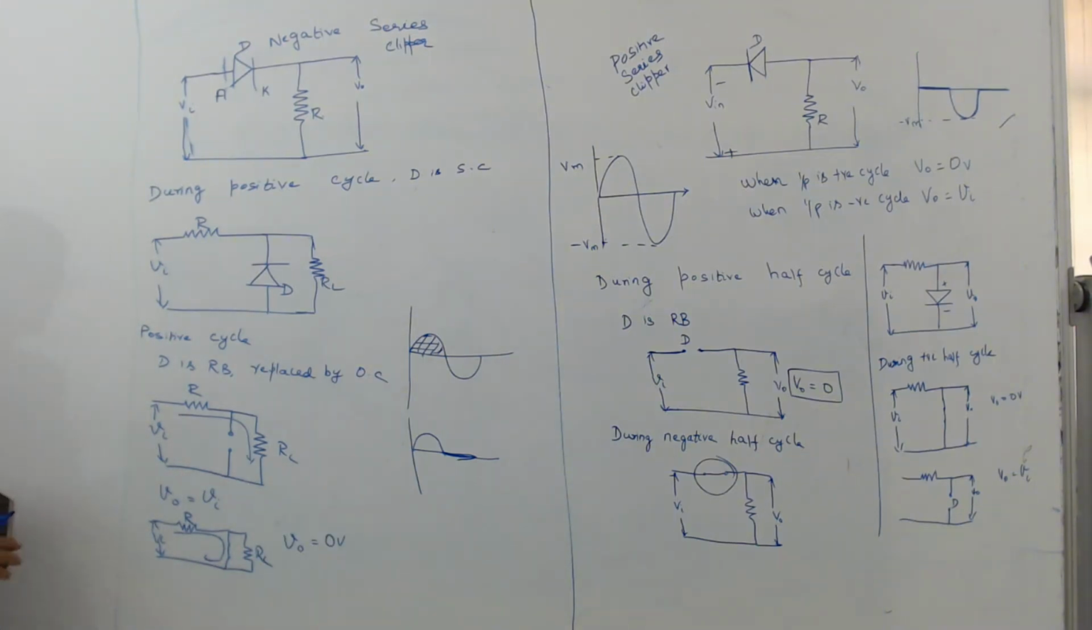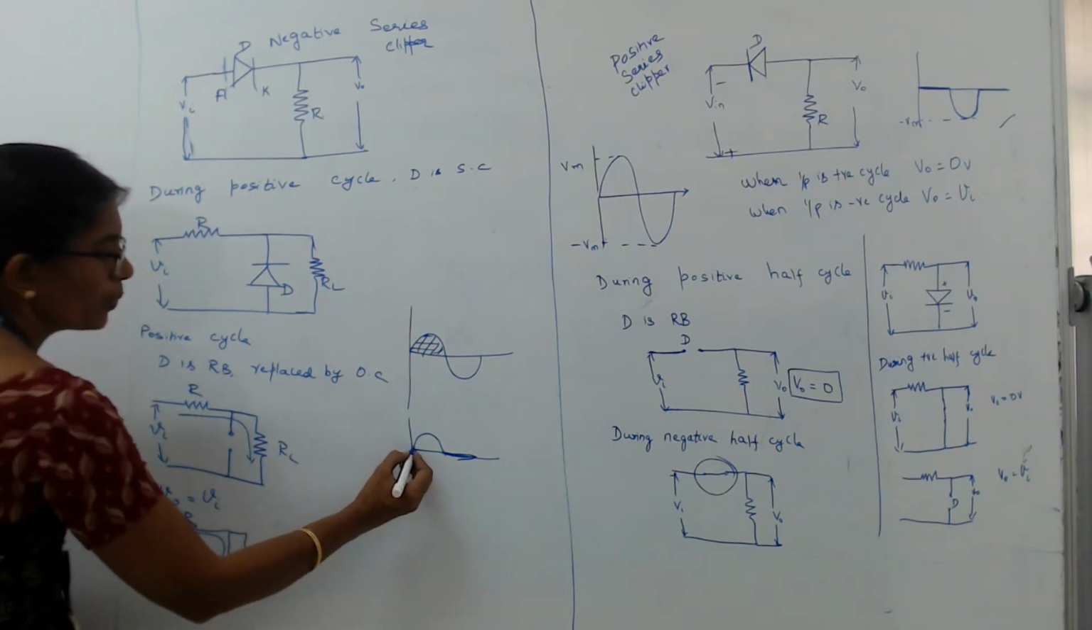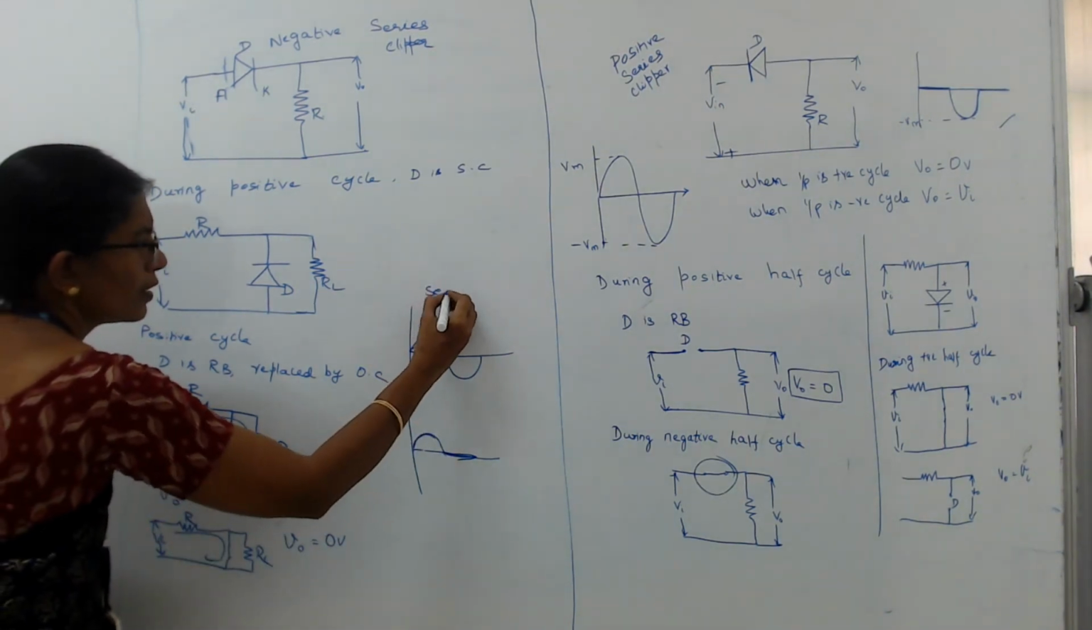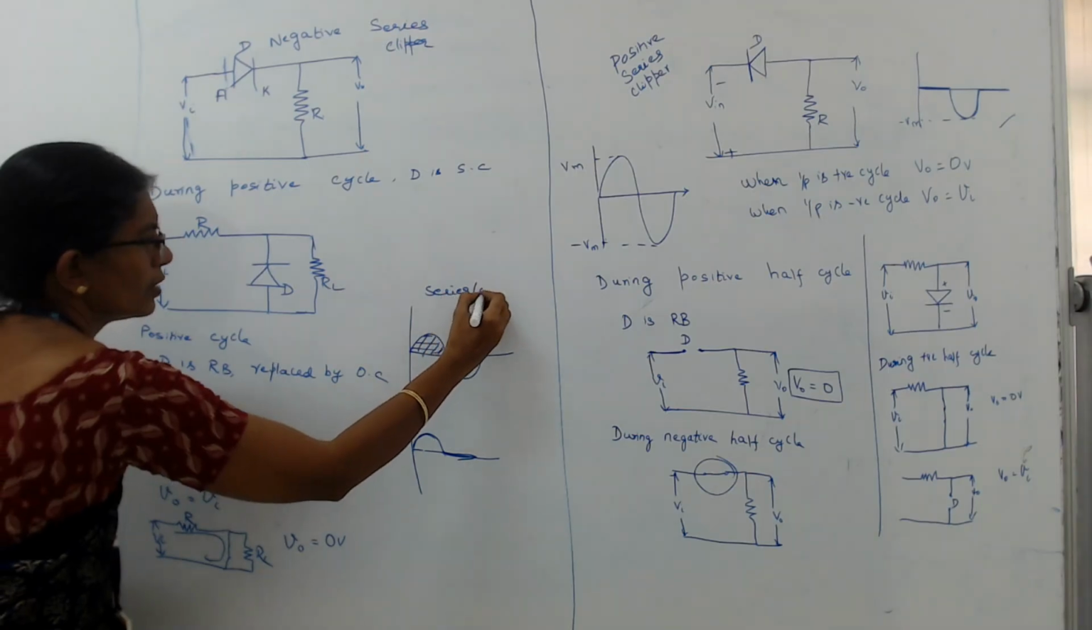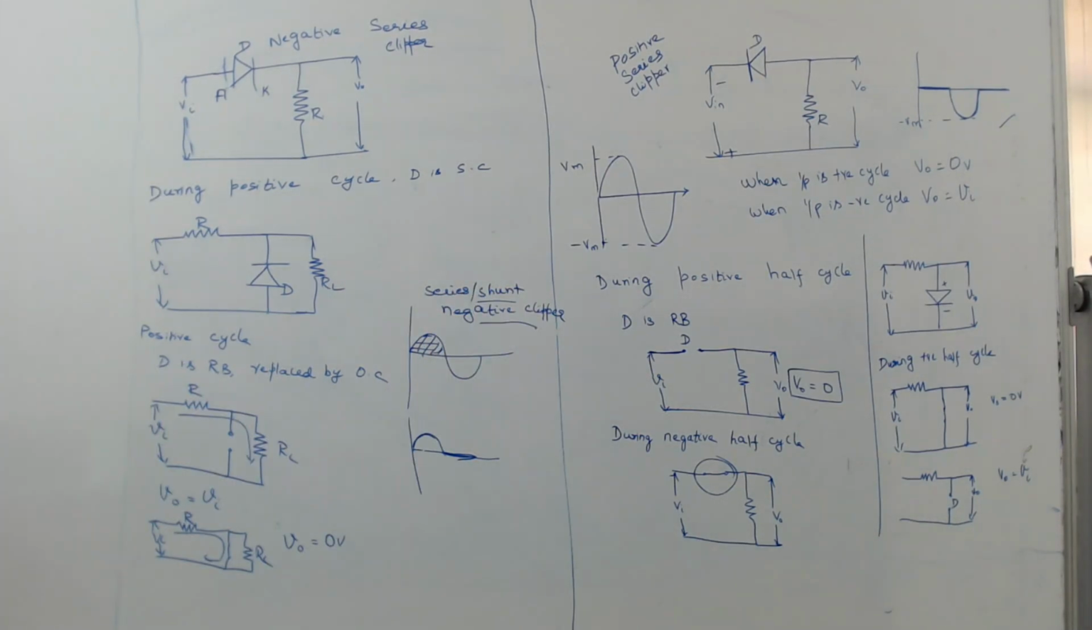So this gives me the same output as in the series case. During the positive half cycle, the current will be flowing through the RL, whereas during the negative half cycle, the current will be flowing through the short circuited path. So the current through the RL resistor is 0 and hence V0 is equal to 0. So this gives the output of a series or shunt negative clipper. Thank you.